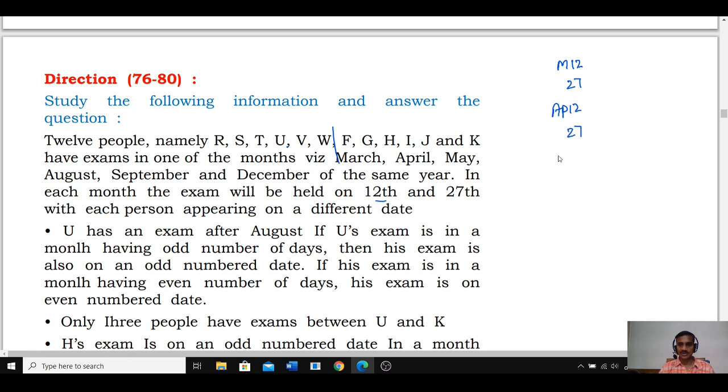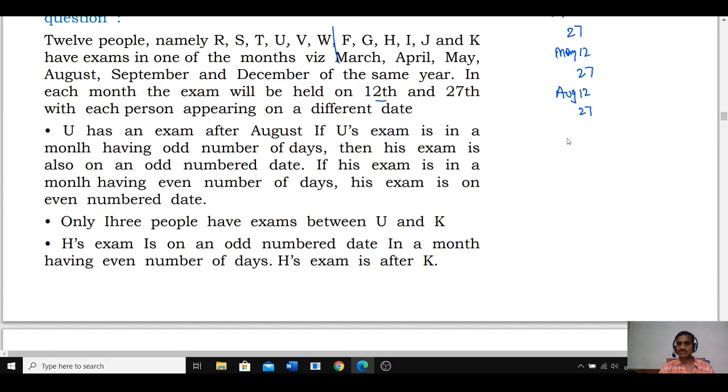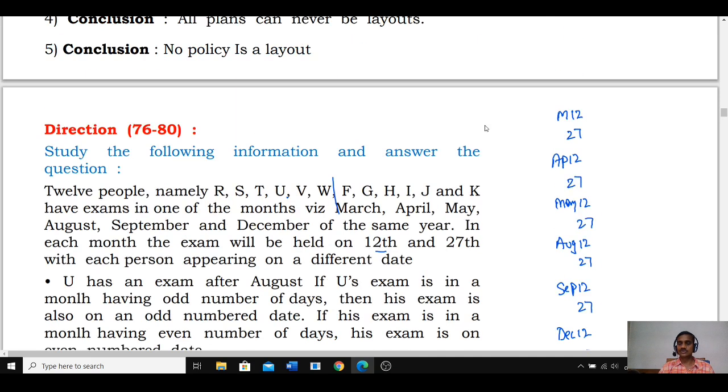And next one, May 12th, May 27th. March, April, May, August, September, December. August 12th, August 27th. September 12th and September 27th. And finally, December 12th and December 27th. Now all together, how many are there? 12 people are there.